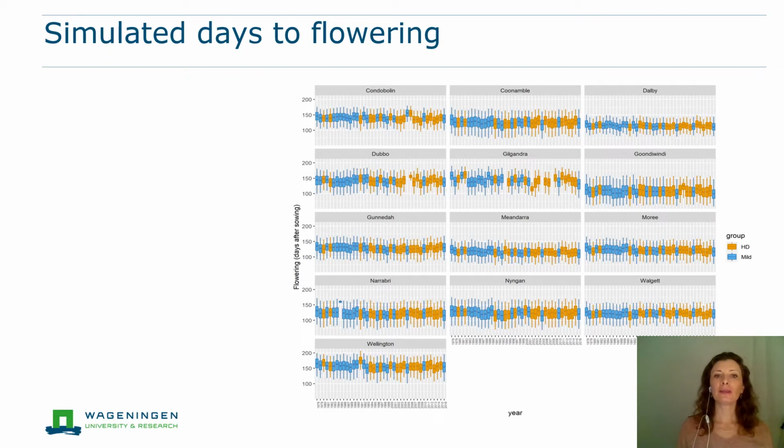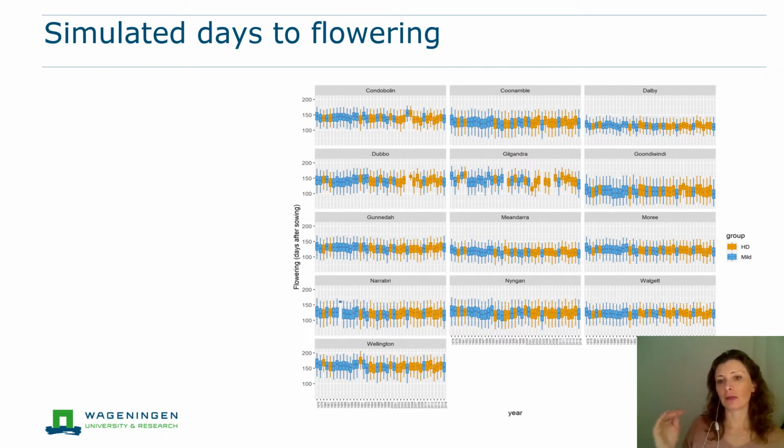Here we see the simulated days to flowering after running APSIM for the 156 genotypes and all the year-location combinations. We see that there is a large range of flowering time, perhaps larger than what you would normally encounter in plant breeding programs, and therefore this is a sort of upper bound for the G by E that can be induced by phenology.